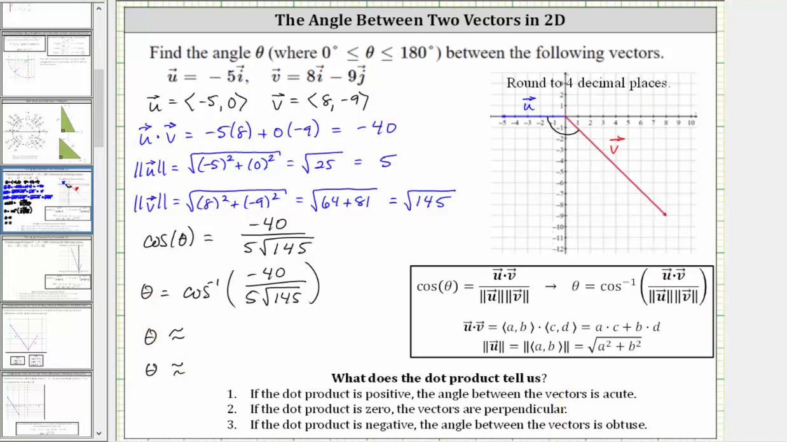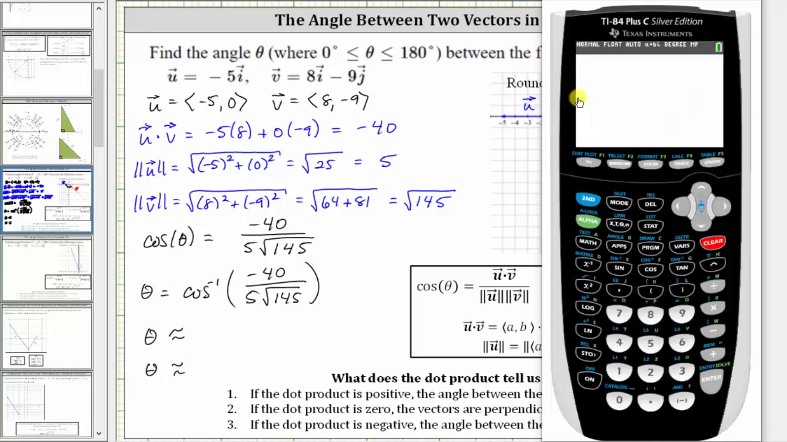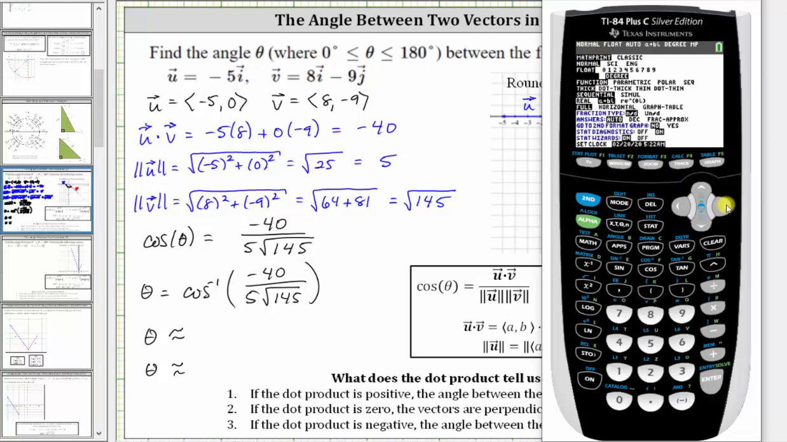So going to the calculator, let's first find the angle in degrees. Let's press the mode key, go down to the 4th row. Notice how degree is already highlighted. If it wasn't, we would highlight it and press enter. And now we go back to the home screen by pressing second mode.